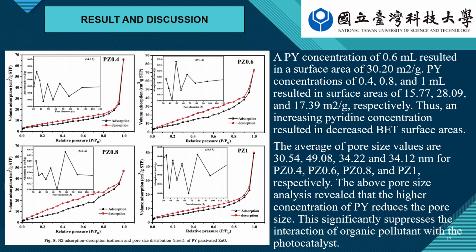All isotherms exhibited type 4 behavior with H1 hysteresis loops, which is characteristic of zinc oxide. The surface areas of the samples prepared from various pyridine concentrations were determined from BET analysis. The above pore size analysis revealed that the higher concentration of pyridine produced a larger pore size. This significantly suppresses the interaction of the organic pollutant with the photocatalyst.